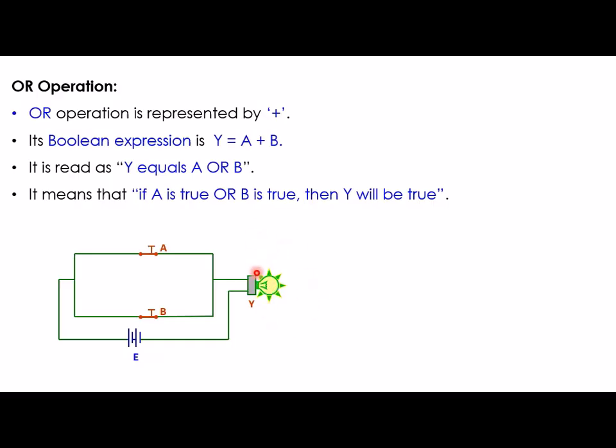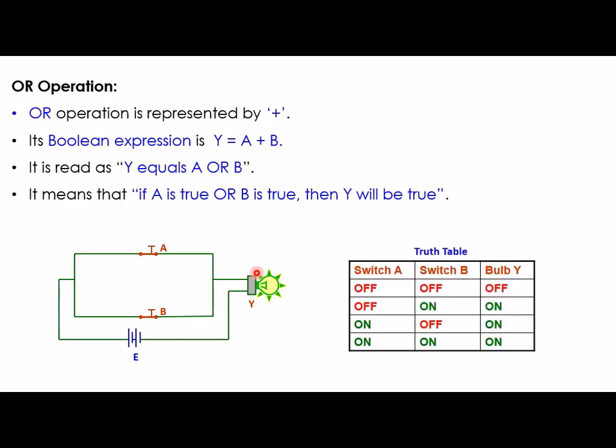Now if I want to represent this through a table, that's called a truth table, then we can write that if switch A is off and B is off, the bulb was off. Switch A is off, B was on, then the bulb was on. This is on, off, the bulb was on.